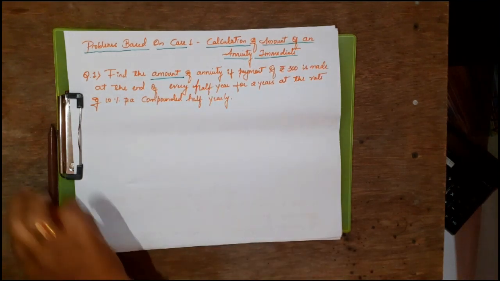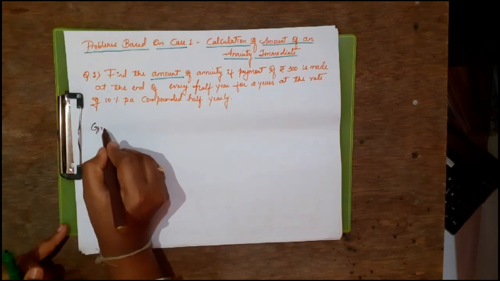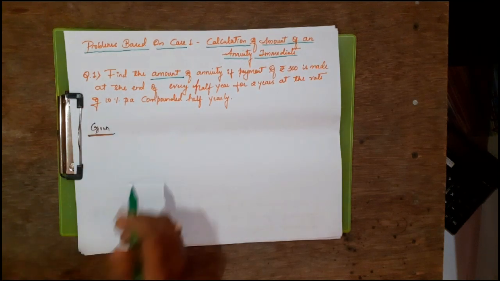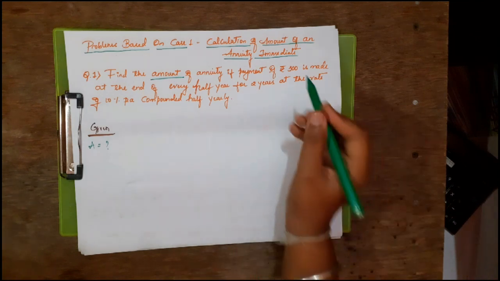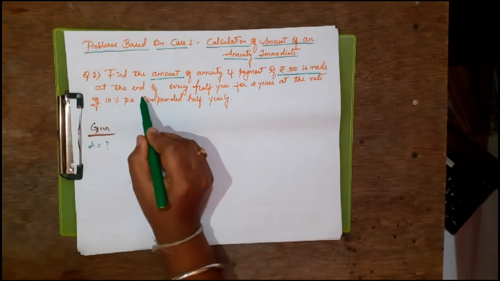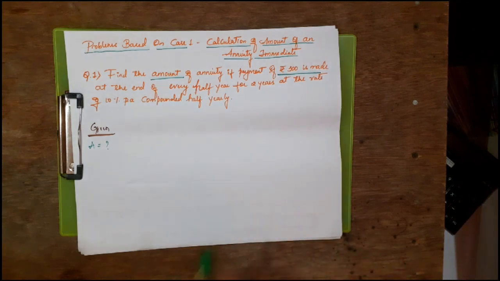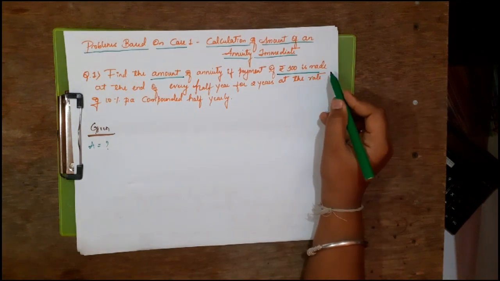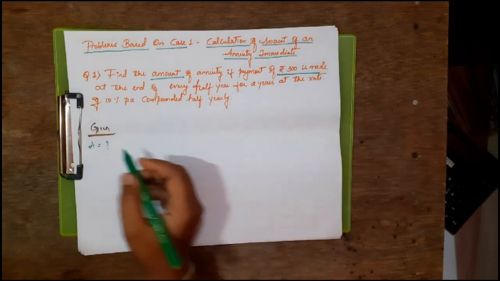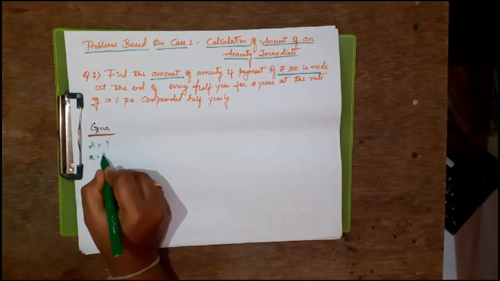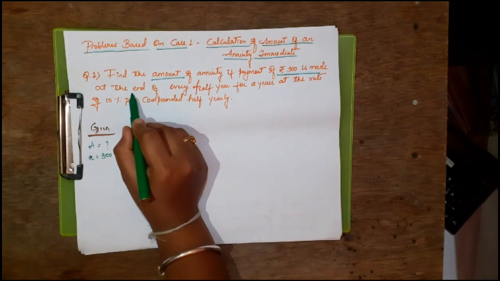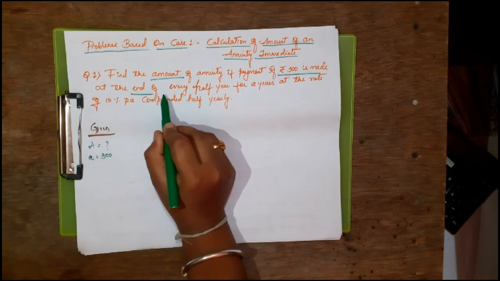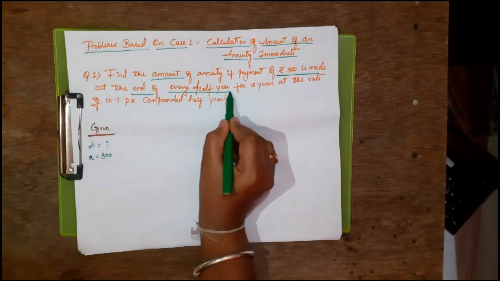Amount of an annuity means, first we'll make a note of the given things in the question. They are asking us to calculate the amount that we don't know. We have to calculate it. Payment of rupees 300 is made at the end of every half year. They are making a payment of rupees 300 every half year, so A will be rupees 300. Okay, then make a note of this one. End of every half year.